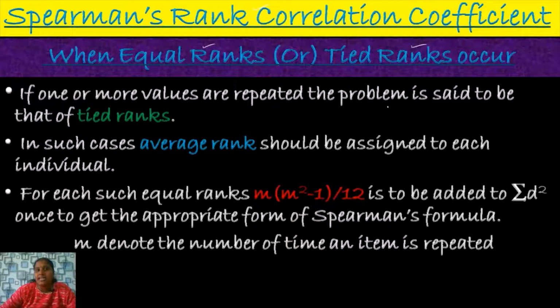Suppose the ranks are given, you already know you have to calculate the difference between the ranks and calculate the rank correlation coefficient. Instead of ranks, if the values are given, we must give them ranks and calculate the rank correlation coefficient. These were the two cases we have discussed already. Now we are at the third case, tied ranks.